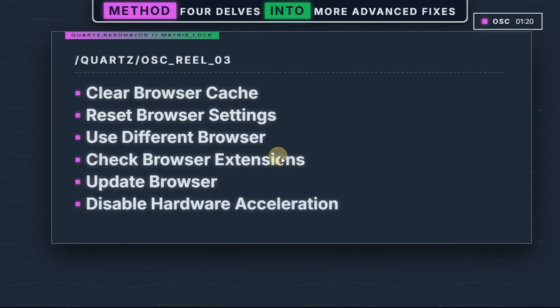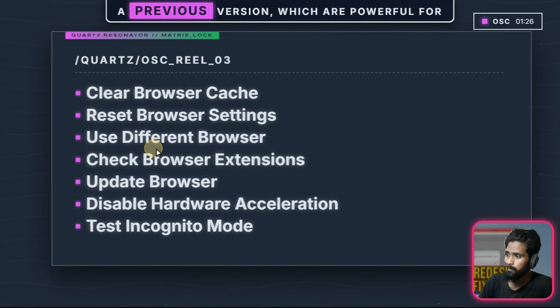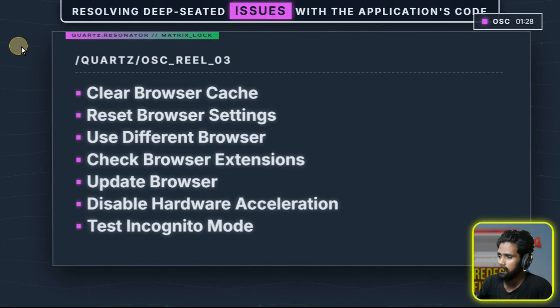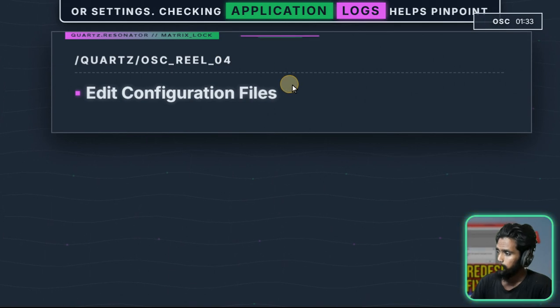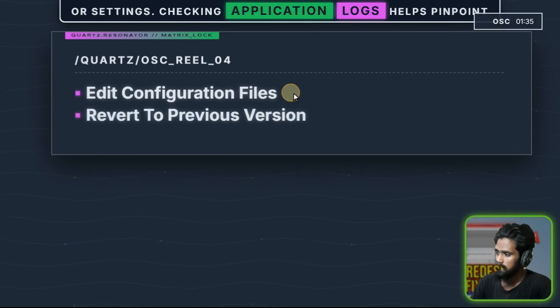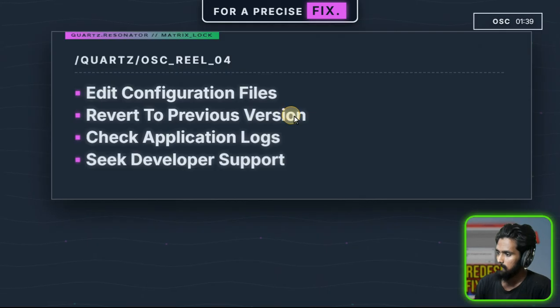Finally, Method 4 delves into more advanced fixes like editing configuration files or reverting to a previous version, which are powerful for resolving deep-seated issues with the application's code or settings. Checking application logs helps pinpoint the exact source of the problem, allowing for a precise fix.